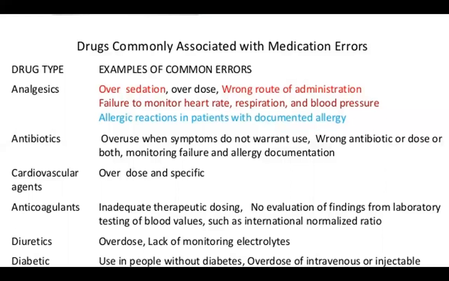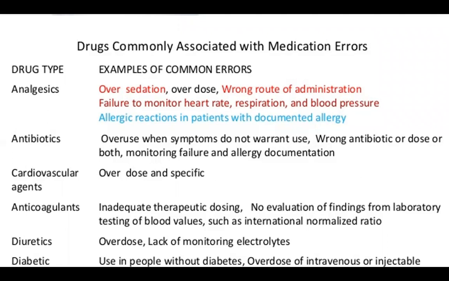Drug types: analgesics. With analgesics, sometimes there can be errors. Sometimes they cause over-sedation due to overdose. Sometimes you apply the wrong route of administration, or fail to monitor heart rate. Sometimes they may cause palpitation, sometimes problems of respiration, and fluctuation of blood pressure due to these drugs.